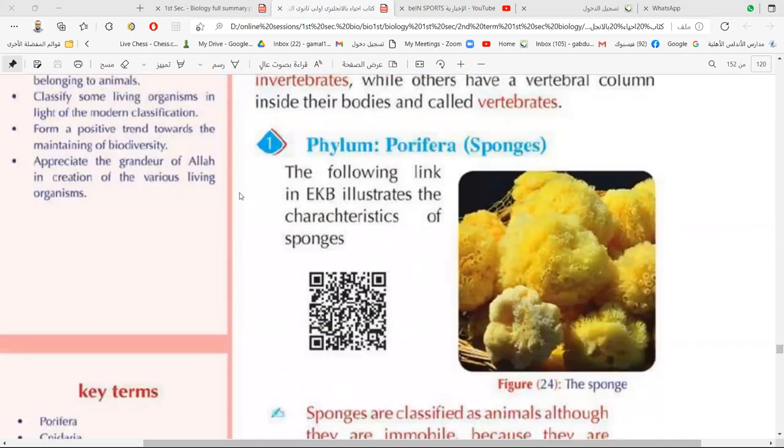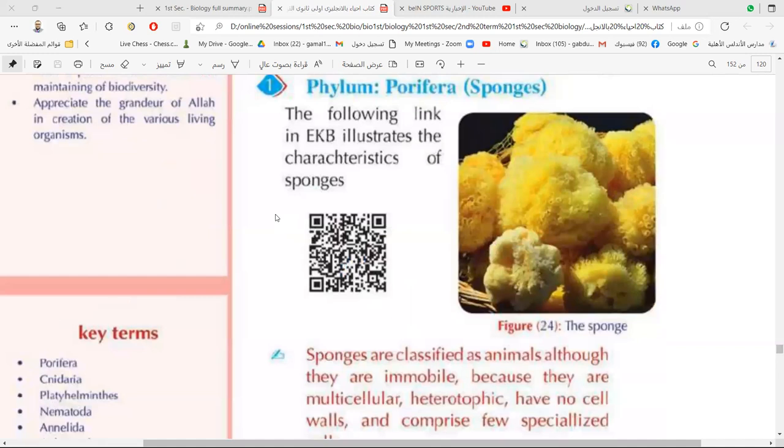Porifera, al-muthaqqabat, like the sponge. We have the sponge as an example of Porifera. The sponge is fixed on the ground in the bottom of seas and oceans, and it is an animal, not a plant. It's an animal because its body is more complex than a plant, and it can't carry out photosynthesis, but it is not moving. It is immobile, fixed only on the bottom of the sea or the ocean.